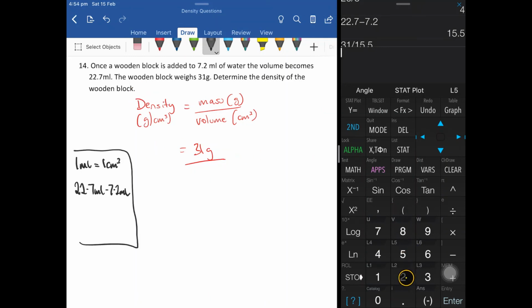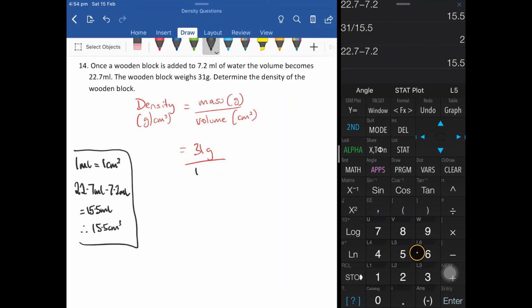Okay, let's go over to our calculator and do that one. 22.7 minus 7.2 is equal to 15.5. And therefore, volume is 15.5 centimeters cubed. Let me change the pen back. So 15.5 centimeters cubed, and we can then go back to our calculator and work out 31 divided by 15.5, and that answer is 2. So our answer is 2 grams per centimeters cubed.